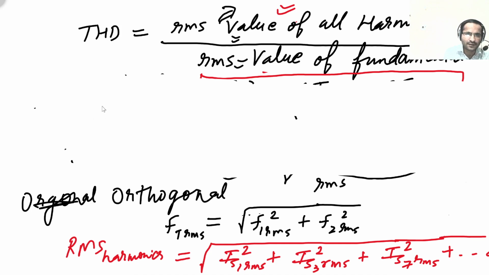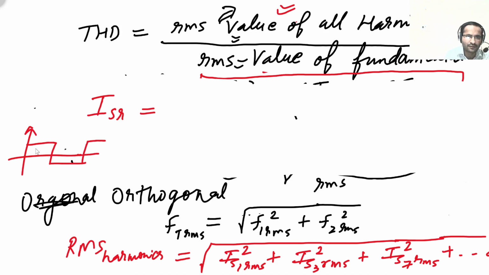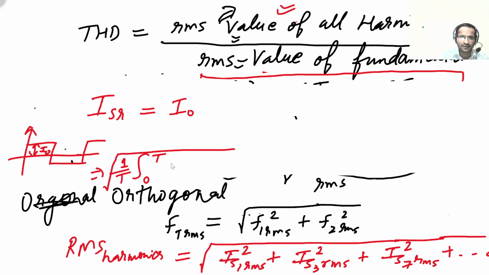Now if we somehow know the total RMS value of the source current, we know the source current varies like this. Source current is a square wave, and the RMS value of any square wave is equal to its maximum value. You can also apply the formula for RMS value here: square root of 1 upon T, integral 0 to T, IS whole squared dt. If you do this analysis, you will get I naught.